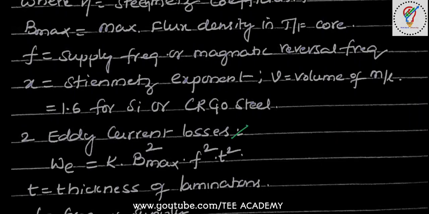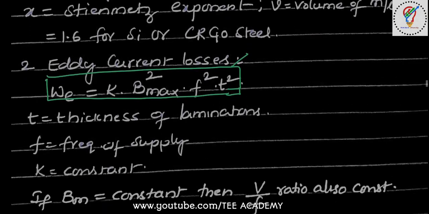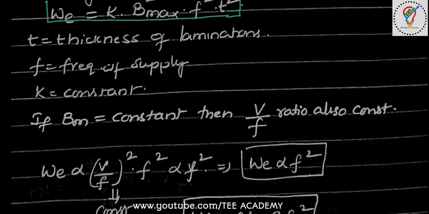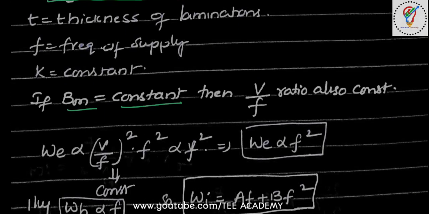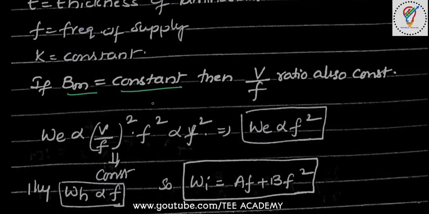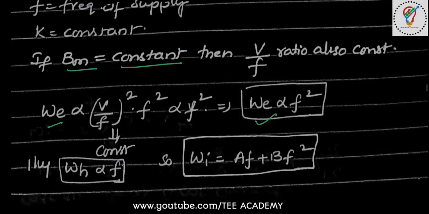We studied that eddy current loss is proportional to maximum flux square into frequency square into thickness of laminations. Also we discussed that when Bmax is constant, this formula will be applicable. When Bmax is constant, eddy current loss is proportional to frequency square and the hysteresis loss is proportional to frequency.